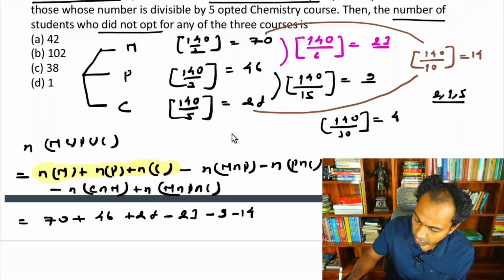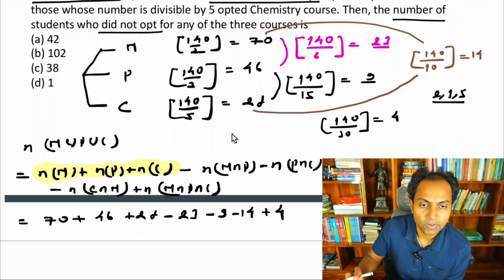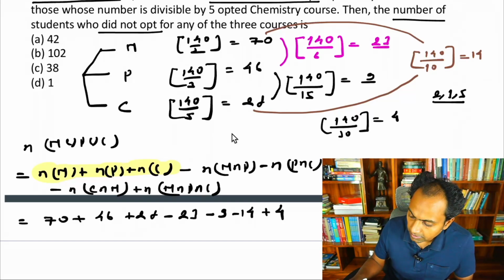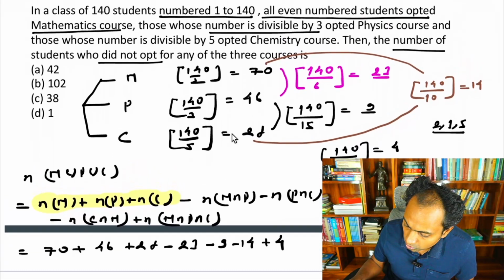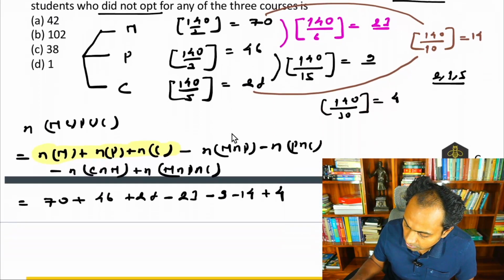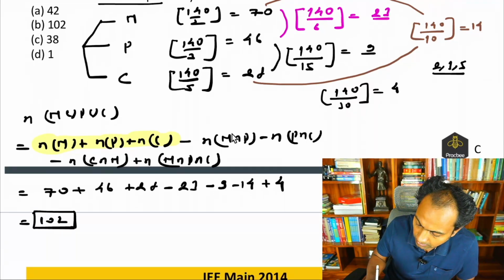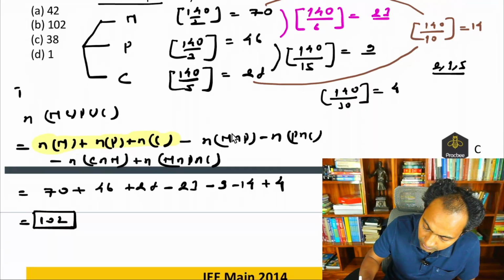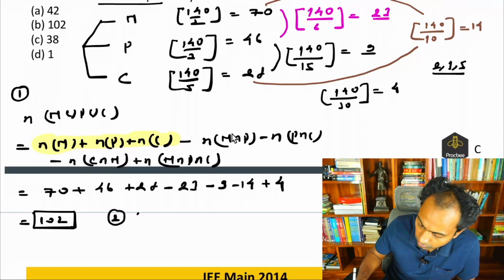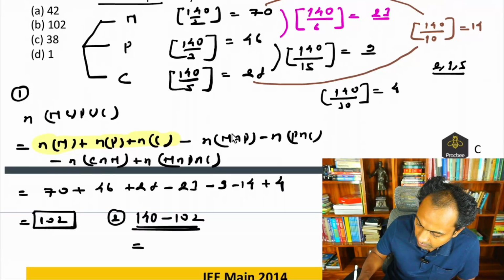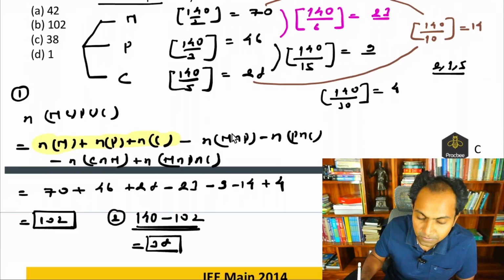So let us substitute this value also, plus 4. Now if I calculate this value, it comes out to be nothing but 102. You can check my calculation. So in the second part, if I want to find the total number of students who did not opt for anything, subtract it from 140, the answer comes out to be 38.